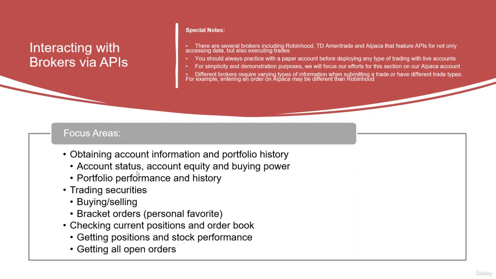So in this, with our Alpaca focus, we're going to look at how we obtain account information and our portfolio history. So we're going to get several different items from our account and from our portfolio that will be required to trade, to close securities, to figure out what you're earning, what you've earned over a certain period of time.